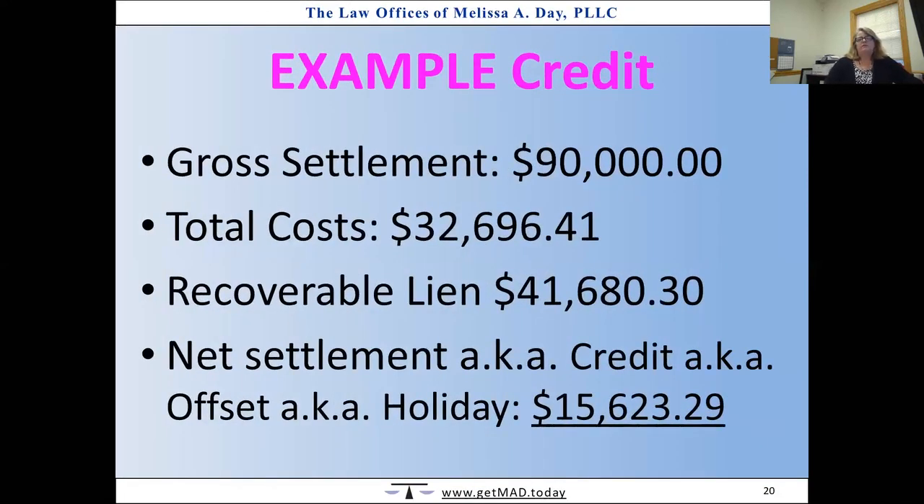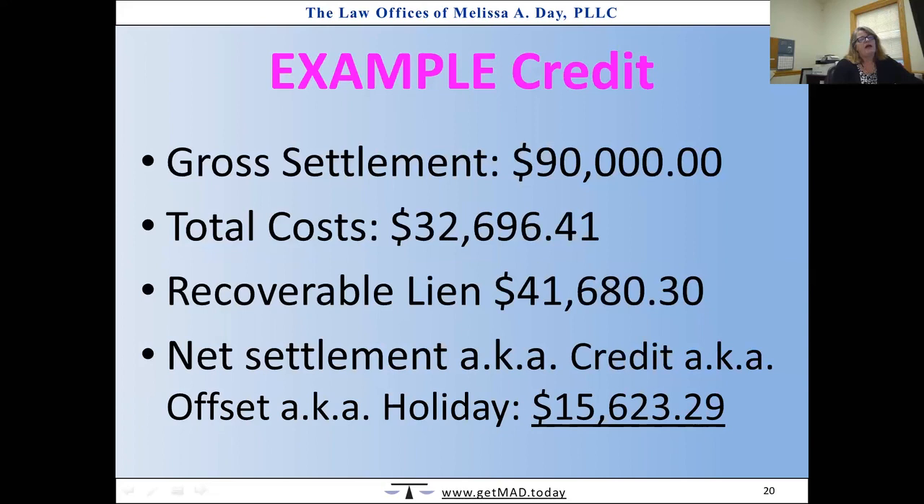Okay, and presumably everybody calculated that the claimant's net settlement or credit that's going to be available to the employer in this particular example is $15,623.29. Not a huge credit, right? So the gross settlement was $90,000, attorney's fees and disbursements were 32 and change, the recoverable lien, which was the repayment to the carrier, was 46 and change, which leaves $15,623.29 for the claimant. So the value of the future benefit to the carrier in this claim is at most $15,623.29.